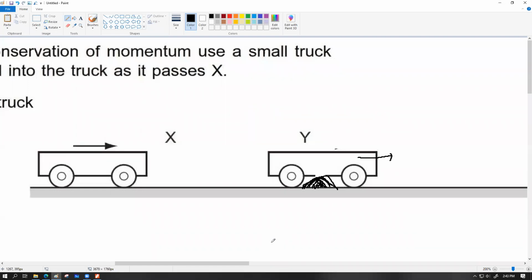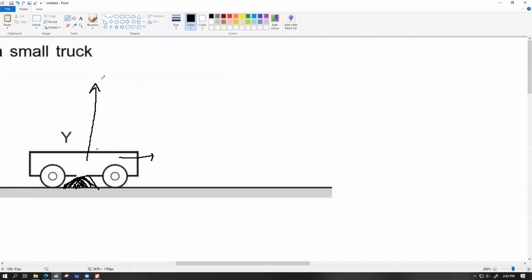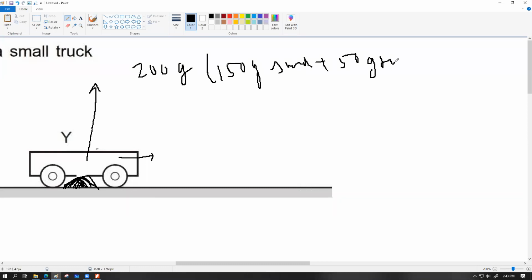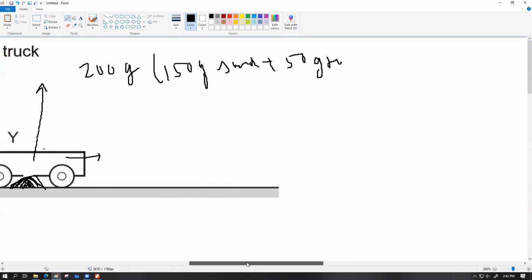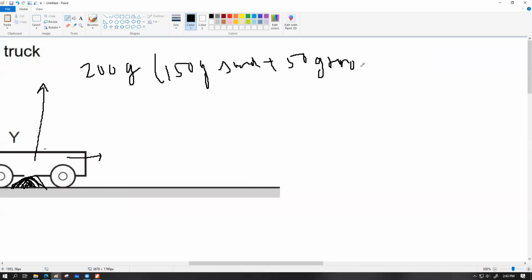Let me give you some numbers, try to visualize this. Let's say initially, along with the sand and everything, the total mass of this thing was 200 gram, where there was 150 gram of sand with 50 gram of trolley. Let's assume this is a specification that we have. And let's say the speed of this whole thing was 2 meter per second. So the total momentum over here was 400 gram meter per second, which makes sense.